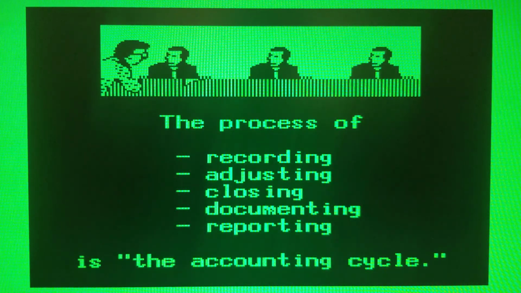The process of recording, then adjusting, closing, documenting, and reporting the financial data of a firm during and at the end of an accounting period is often called the accounting cycle because it is repeated each year. You will become familiar with its important aspects as you study accounting.